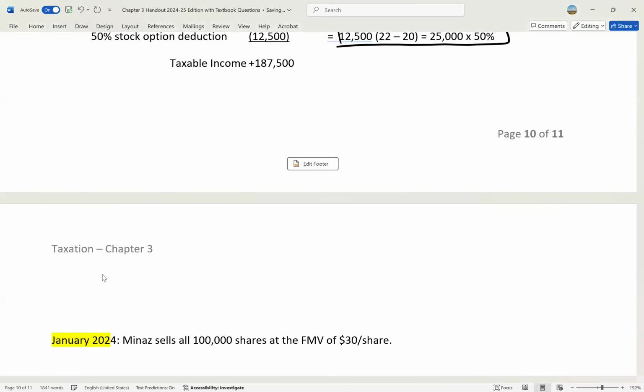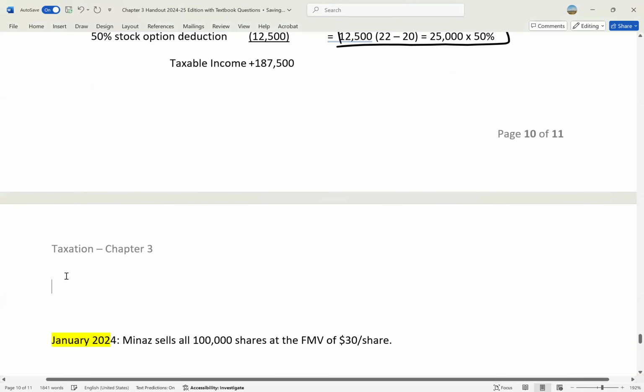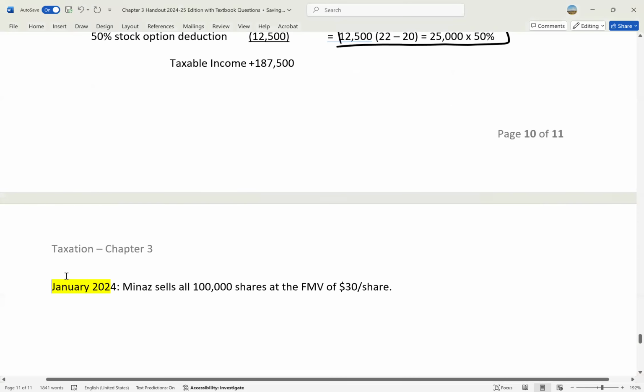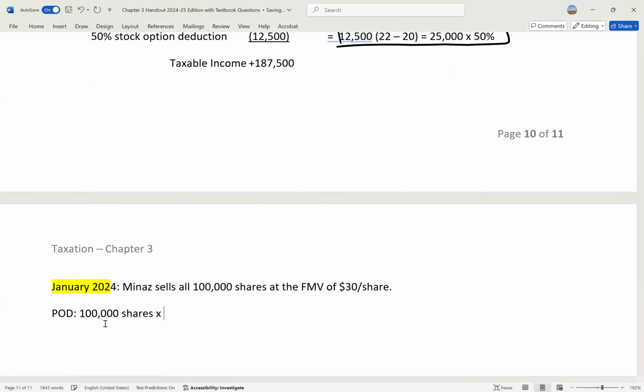He sells the shares. So in January 2024, he's going to sell all 100,000 shares at $30 per share. And just to wrap up this example, we have proceeds of disposition. He's going to sell all 100,000 shares at $30 per share, and so his proceeds are going to be $3 million.